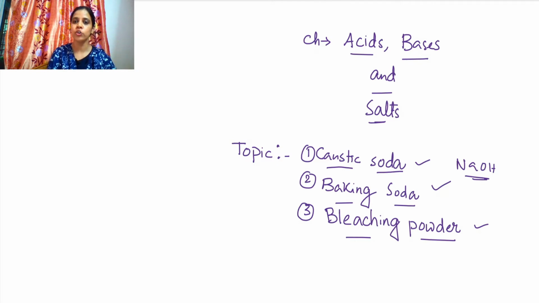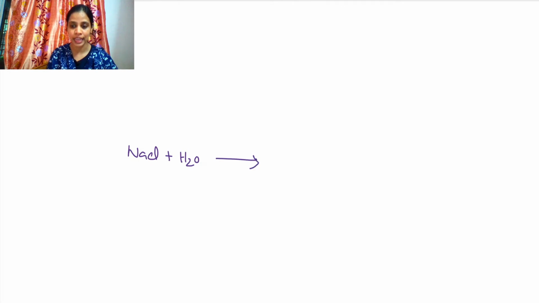How can you prepare caustic soda from brine solution? We can prepare caustic soda from which solution? From brine solution. Do you know brine solution? Brine solution means 30% NaCl solution. Brine solution is a mixture of sodium chloride and water. When electricity is passed through brine solution, then we get sodium hydroxide, hydrogen and chlorine.